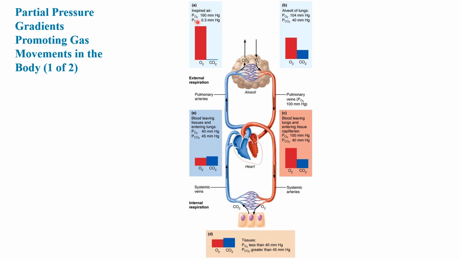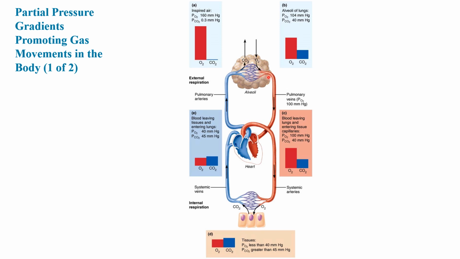So this is the inspired air, and these are the partial pressures of oxygen and carbon dioxide in the atmosphere when they come to the alveoli of the lung. By the time they reach the alveoli of the lungs, these are the partial pressures: oxygen is 104, carbon dioxide is 40 millimeters of mercury. Now in these alveoli, the gas exchange happens. In that gas exchange, the oxygen goes into the blood, and the carbon dioxide comes into the alveolus.